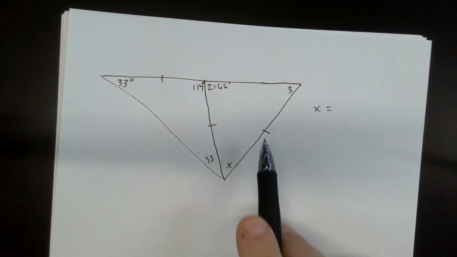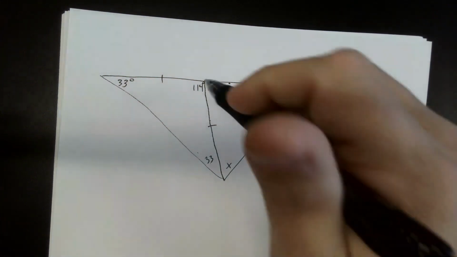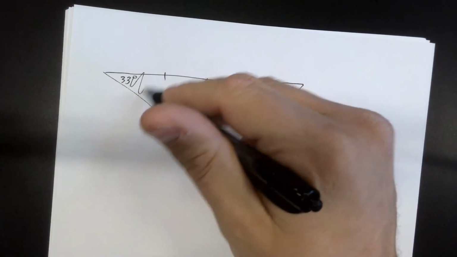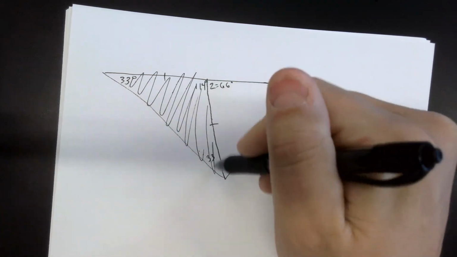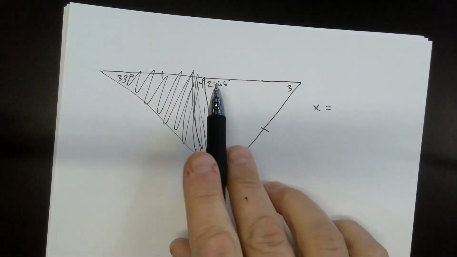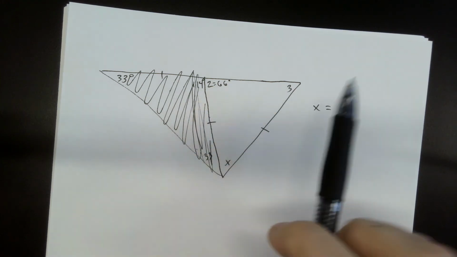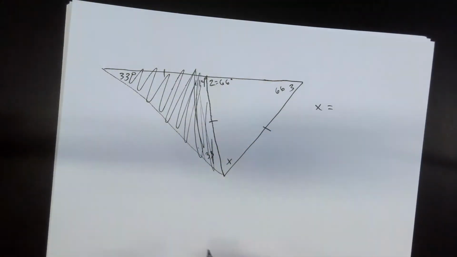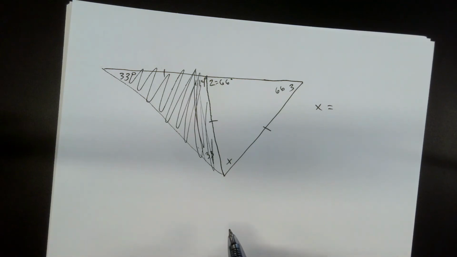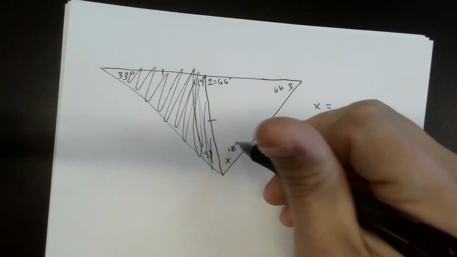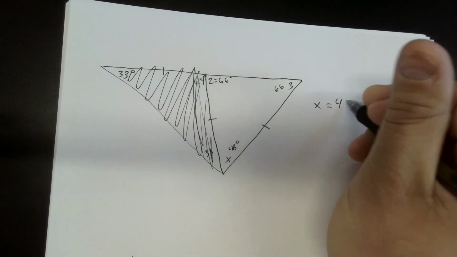Now look, we're done with this triangle. I'm going to ignore it. Goodbye. Now we're just looking at this one. We already know that this angle right here is 66. What's this one? So 132. So this one's 48. So x is going to be 48 degrees.